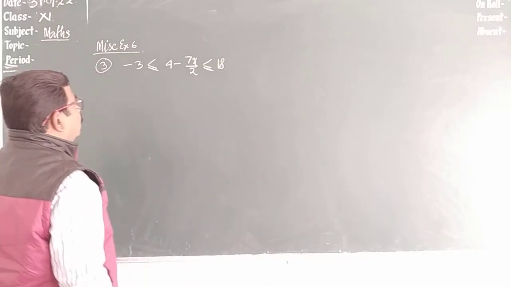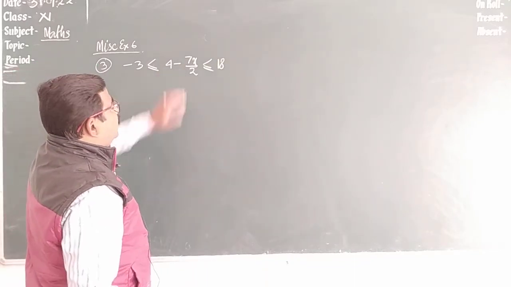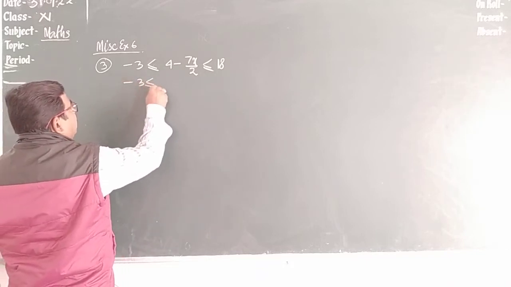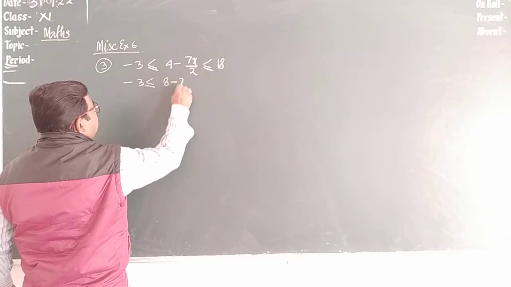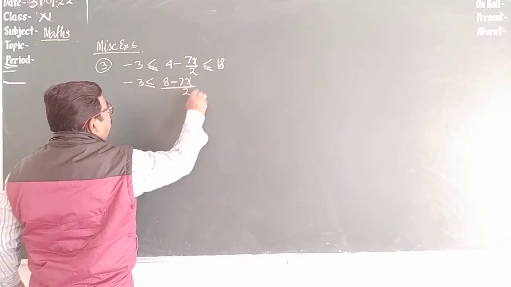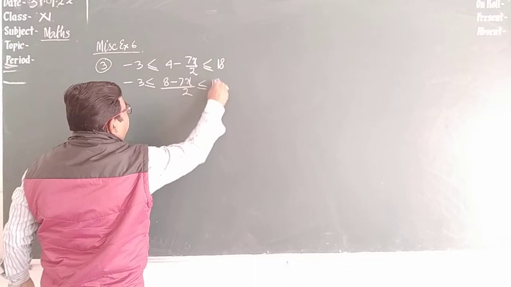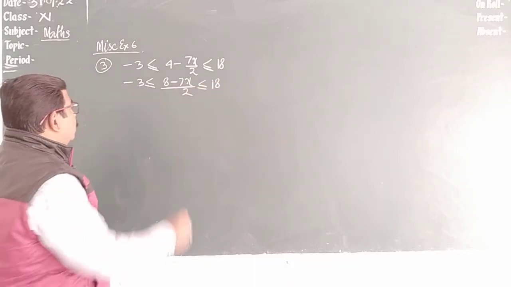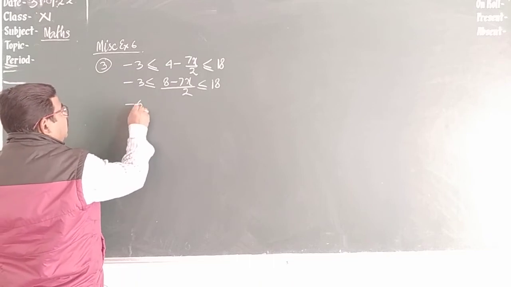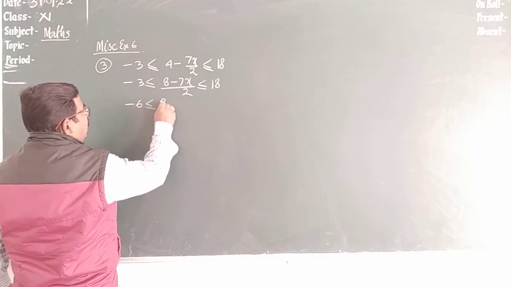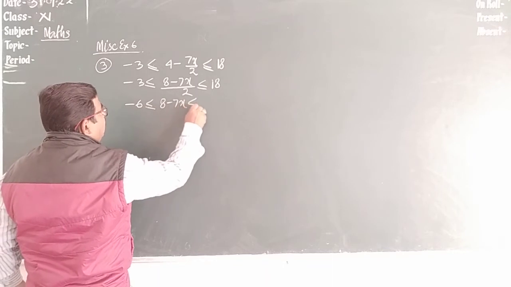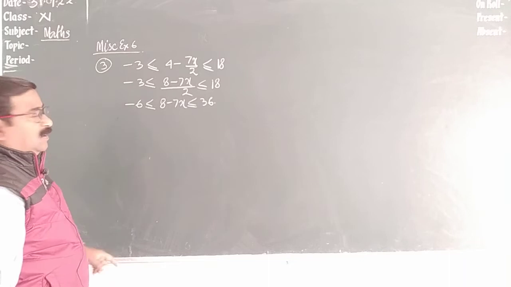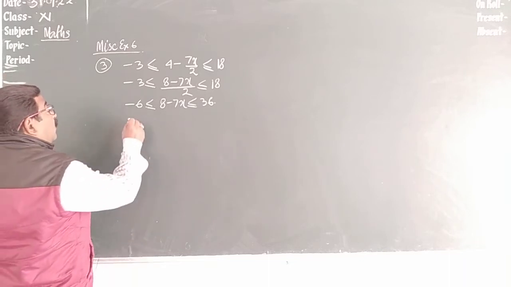First of all, you may take LCM of this. See, minus 3 is less than or equal to 8 minus 7x upon 2 is less than or equal to 18. Multiply all sections by 2. So we have minus 6 is less than or equal to 8 minus 7x is less than or equal to 36. Now remove 8. Subtract 8 from all.